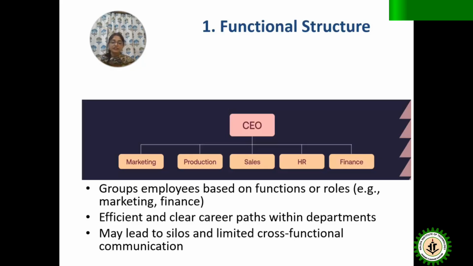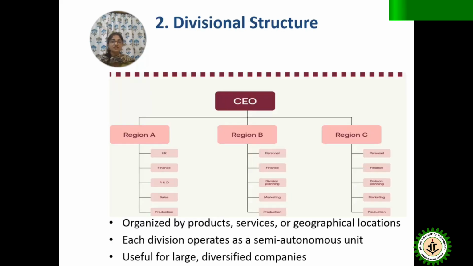Moving on to the next structure, which is divisional structure. Now here, the company is divided into different business units that have complete control of their budget, resources, and strategy, acting as an independent company. Each division can have its own dedicated marketing, sales, products, and IT teams.